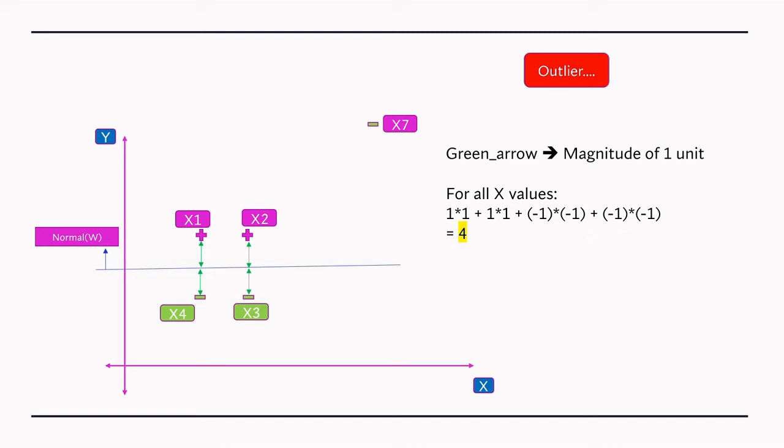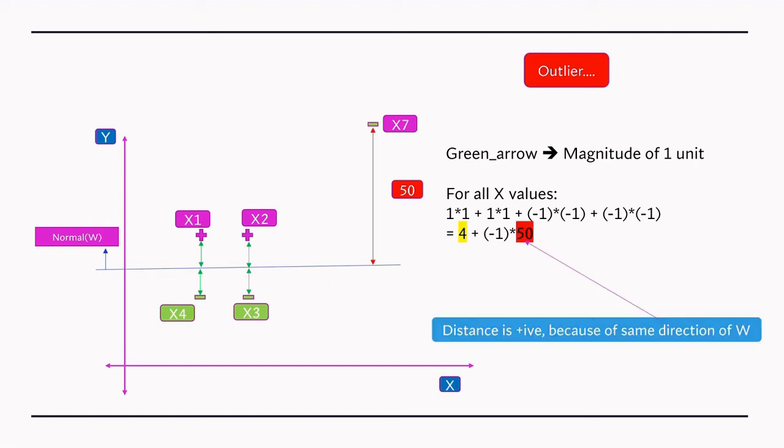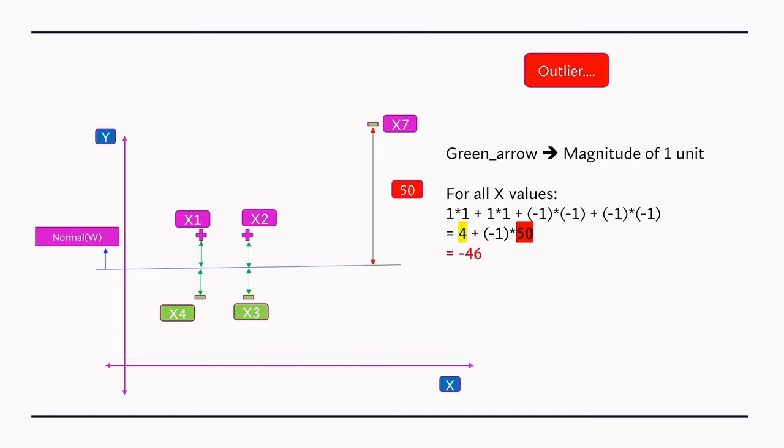Suddenly an outlier point comes in, which is x7, whose distance from the plane is 50. Now we have to add this distance also into the sum of signed distance. So the distance is going to be positive here because x7 lies in the same direction. It has a negative label. So the sum becomes minus 46.